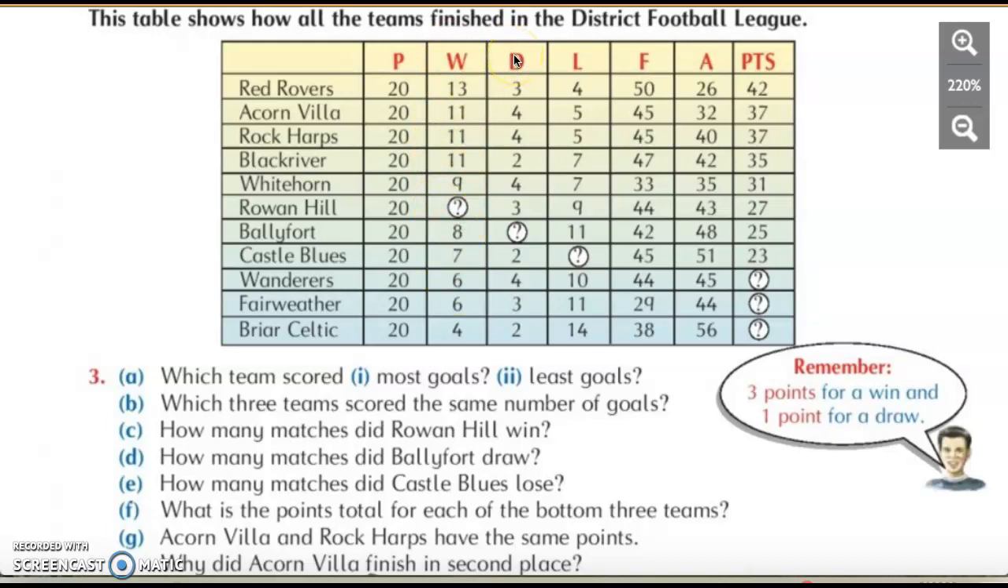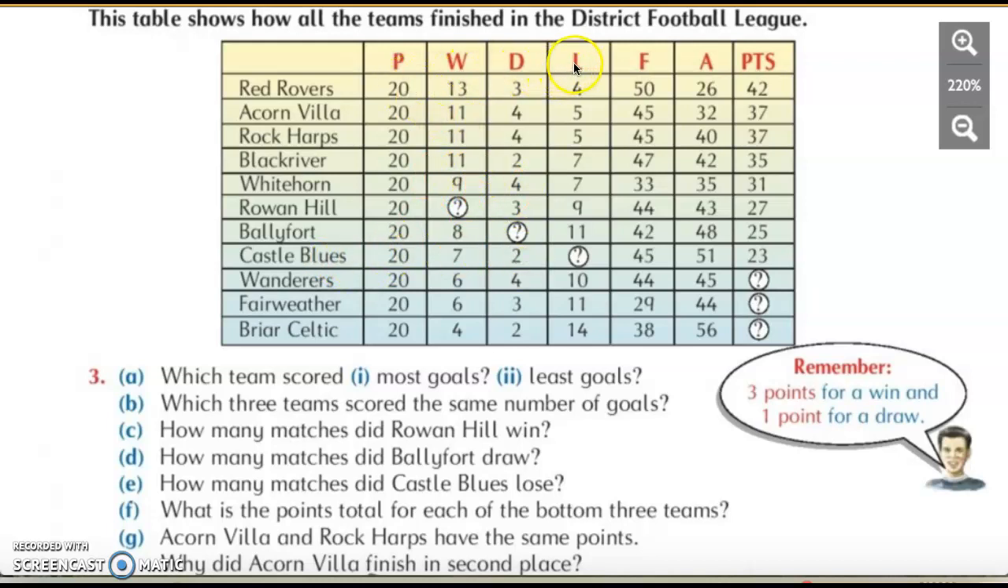D is the amount of games each team drew, every time they played a game and the score was level at the end. For example, Acorn Villa drew 4 games. Whitehorn also drew 4 games. Castle Blues drew 2 games.